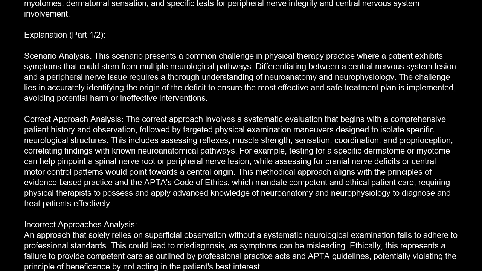Correct approach analysis. The correct approach involves a systematic evaluation that begins with a comprehensive patient history and observation, followed by targeted physical examination maneuvers designed to isolate specific neurological structures. This includes assessing reflexes, muscle strength, sensation, coordination, and proprioception, correlating findings with known neuroanatomical pathways. For example, testing for a specific dermatome or myotome can help pinpoint a spinal nerve root or peripheral nerve lesion, while assessing for cranial nerve deficits or central motor control patterns would point towards a central origin.